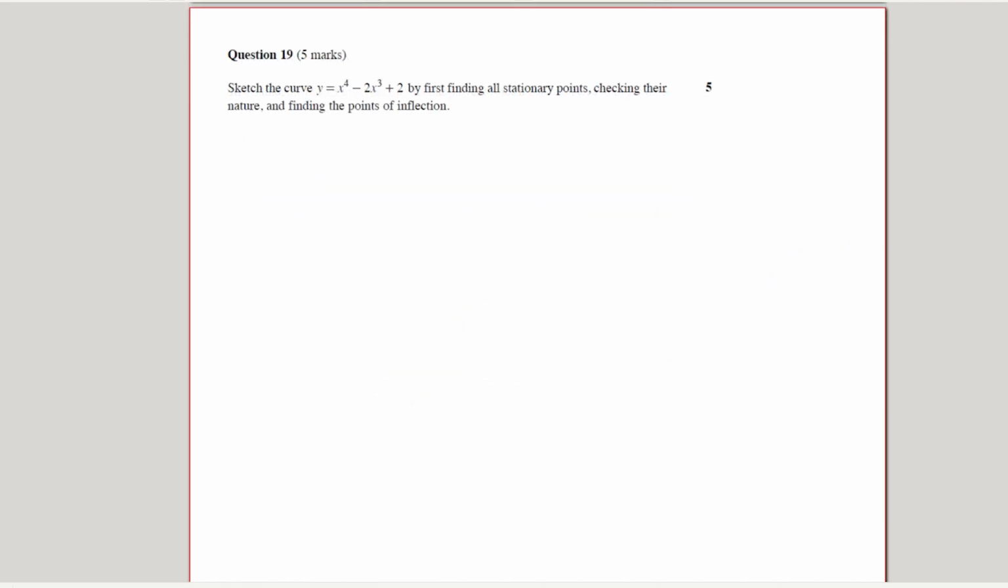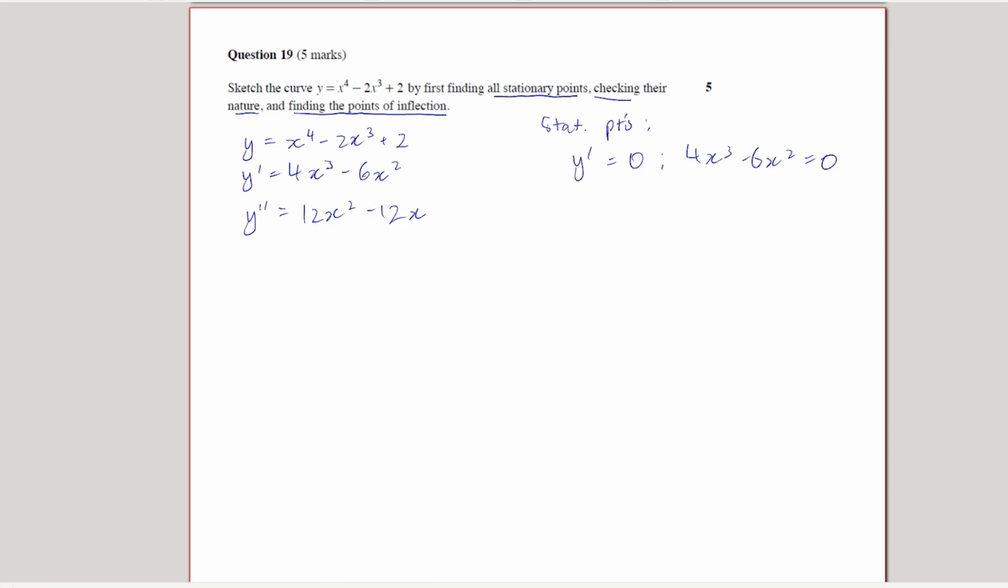Moving on to question 19, we're given the curve x to the 4 minus 2x cubed plus 2. Write down our function. Let's differentiate it. Okay, 4x cubed minus 6x squared, and then differentiate it again. Okay, so 12x squared minus 12x. Awesome. So first, let's find the stationary points. How do you find the stationary points? You set y dash to 0. So factorize, and you could solve it as well. So let me take out a 2x squared.